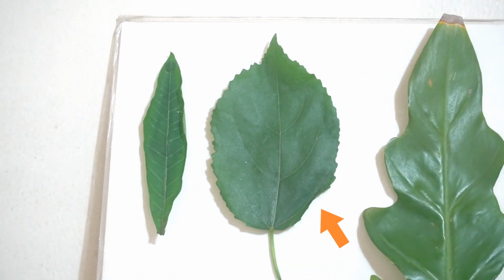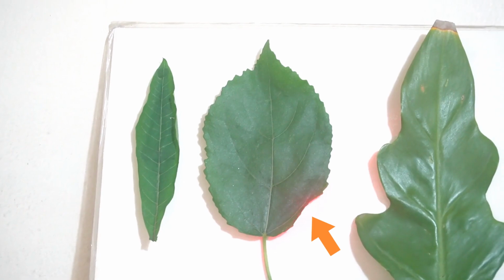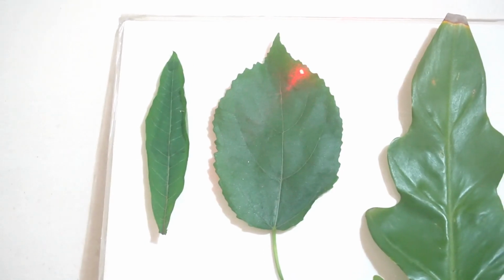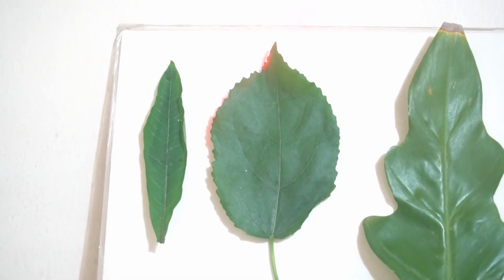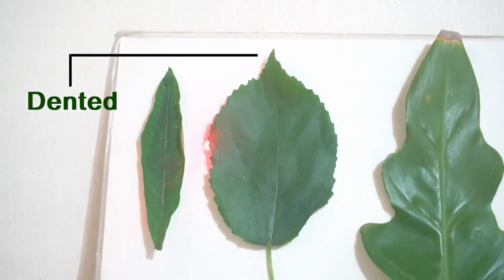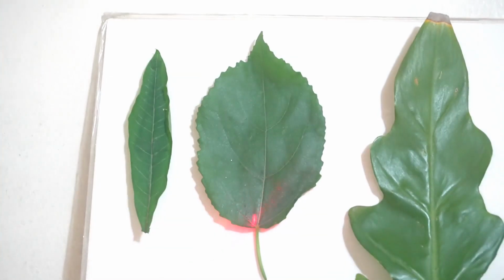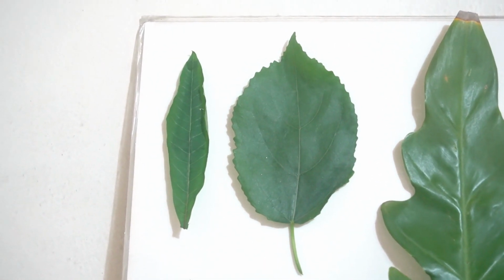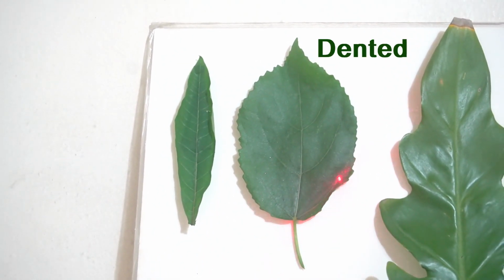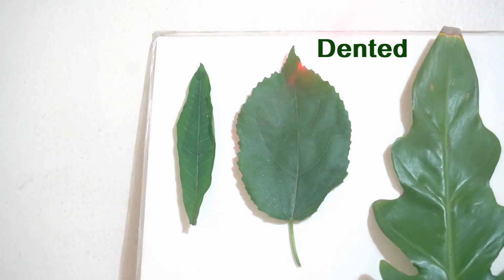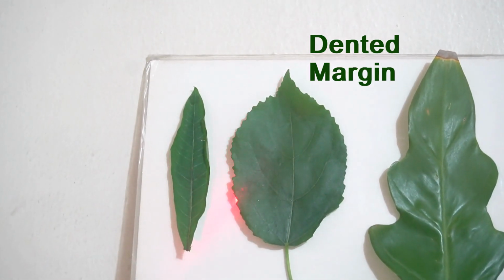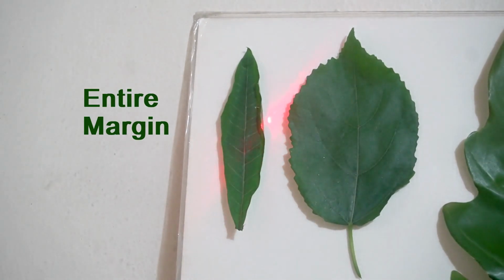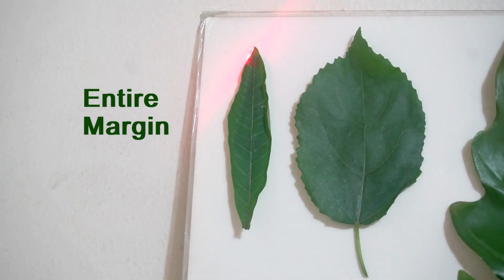Now look at this one. The edge is not smooth. You can see the edge here. We say that it is dented. The edge is dented. So we have a dented margin. Then we have an entire margin, where the margin is smooth.